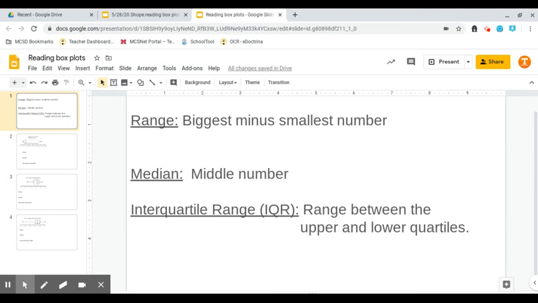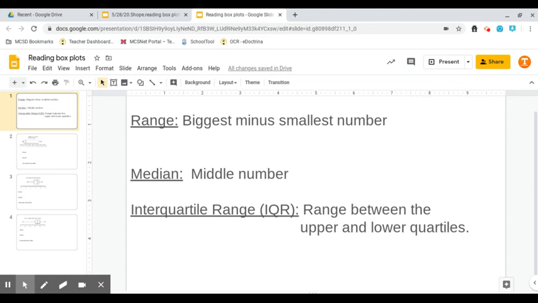Today's lesson is going to be on reading box plots. We are going to use some of the words you've already learned before, and we're going to apply them to a diagram. You have to know what the range is. It's the biggest number in the diagram minus the smallest number in the diagram. On these box plots, they are the numbers at the far ends of the diagram, the far left and the far right.